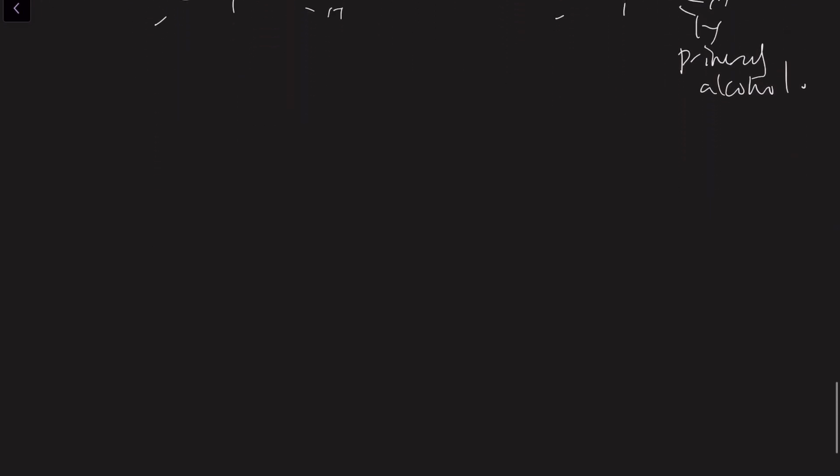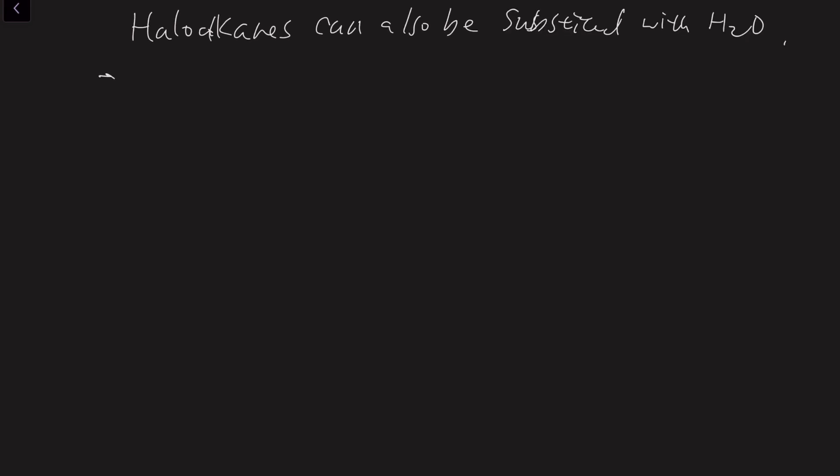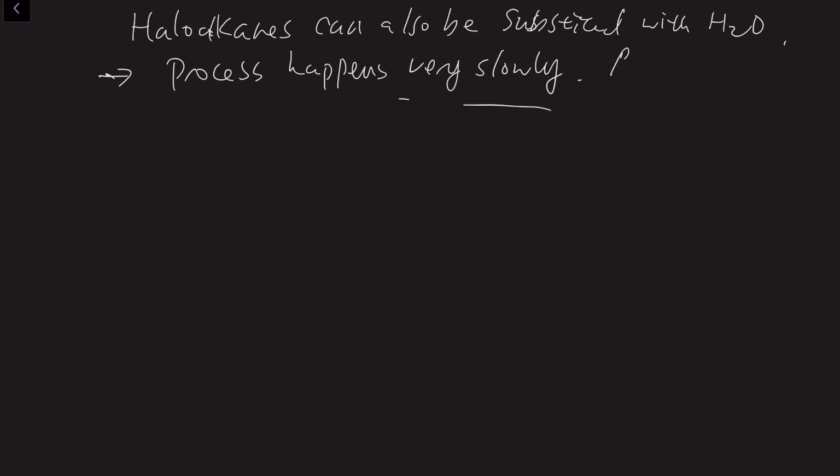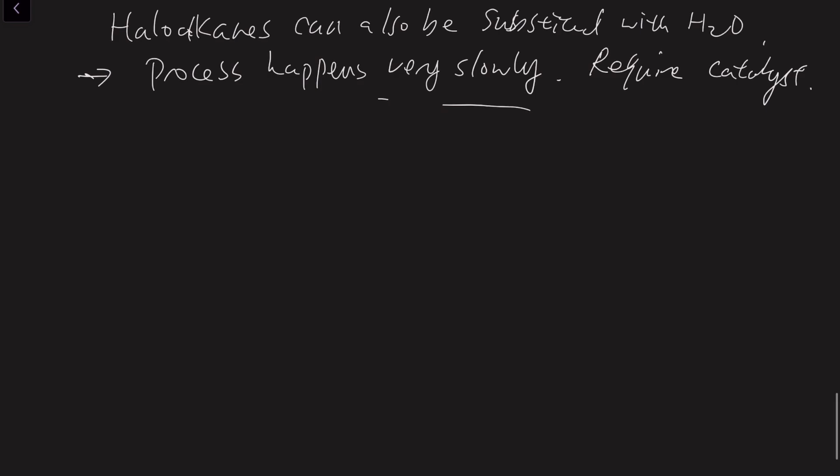So another way you can substitute haloalkanes is to undergo a substitution reaction with water. But this process happens very slowly, and thus we require a catalyst to do this type of reaction. So the process looks like this.